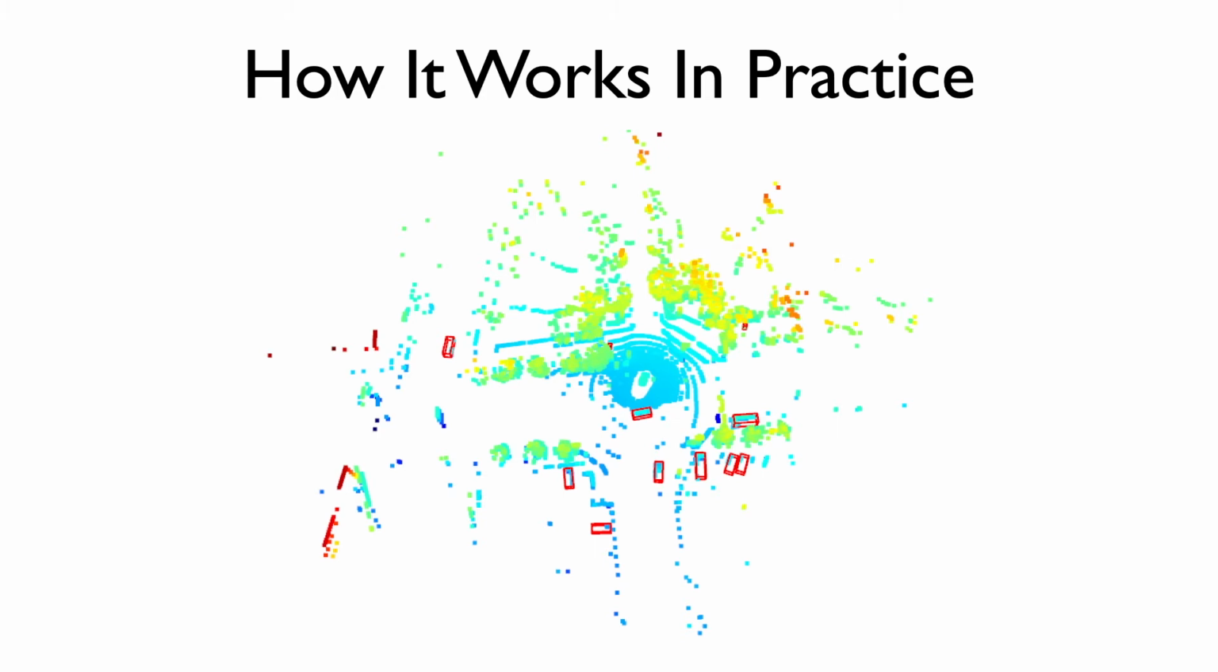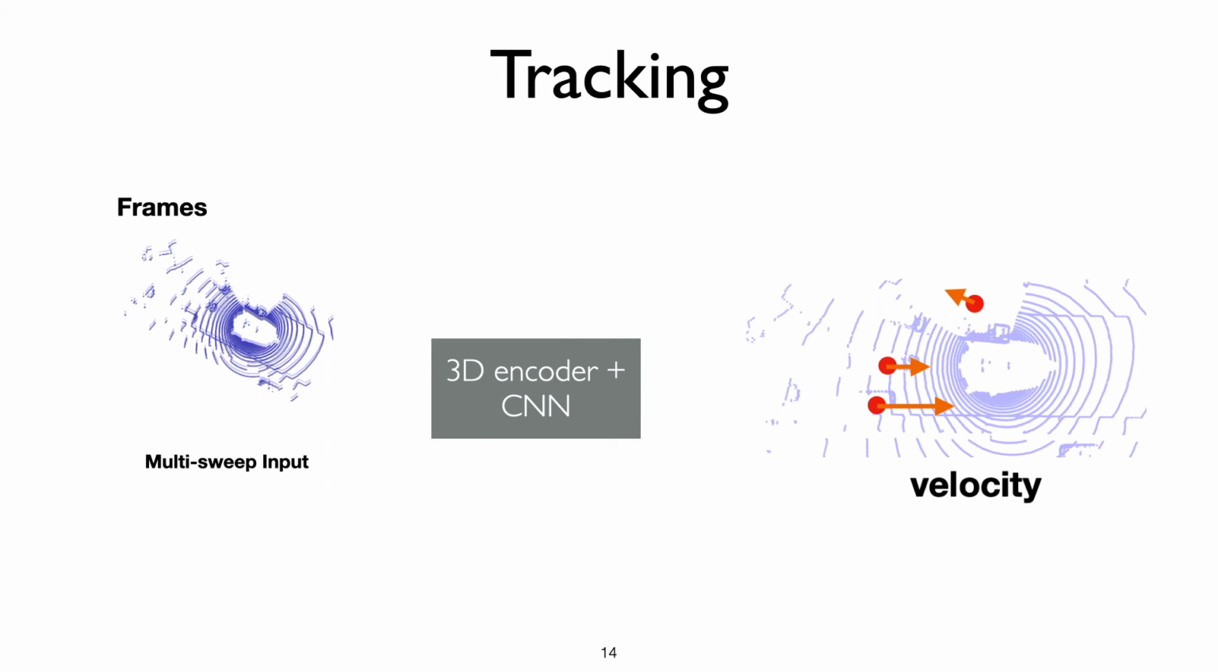Now for the velocity estimate, we do require multiple sweeps of LiDAR to get a stable estimate. But once we have that, we can get tracking for free by simply following objects back through time using their velocity estimate and matching them to one another greedily.